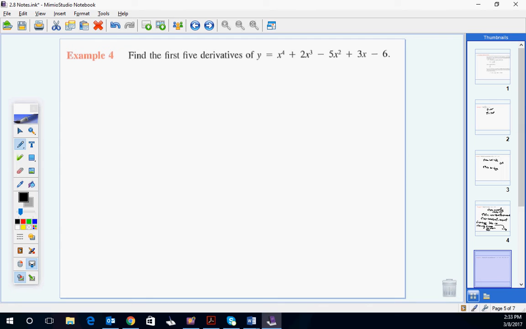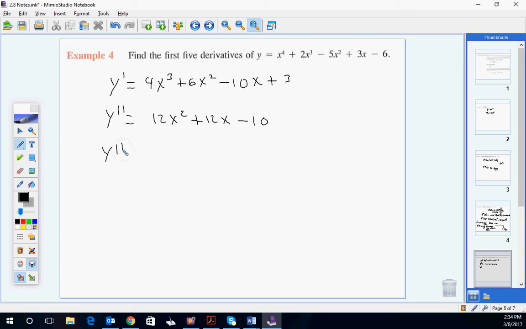So this one, they want us to practice doing the fifth derivative. So number 1, they give you something easy at least. Two. 3. 4. And 5. Or maybe use a slash here. 0.